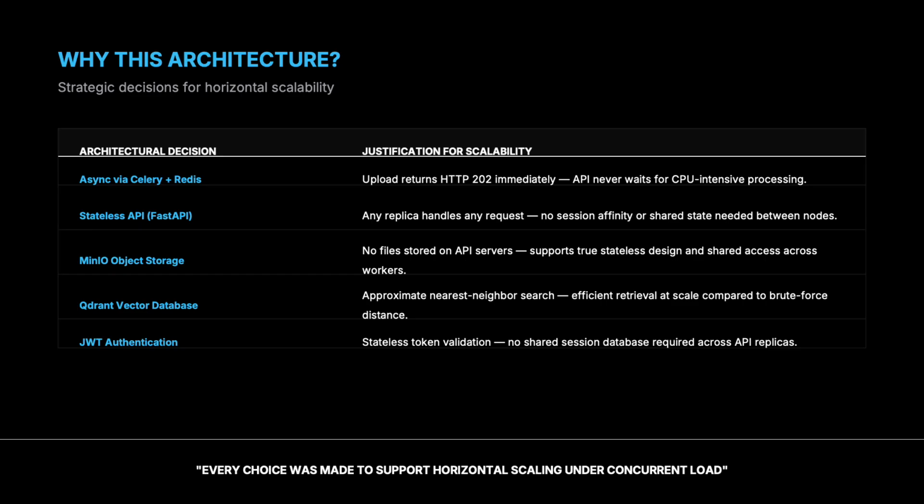Second, statelessness. By externalizing all the state to MinIO for files, PostgreSQL for data, and Redis for tasks, we can spin up as many API instances as we need without worrying about session affinity. Thirdly, vector optimization. We chose Qdrant over traditional relational databases because it uses approximate nearest neighbor search. This is significantly more efficient for searching through thousands of embeddings at scale compared to brute force distance calculations.